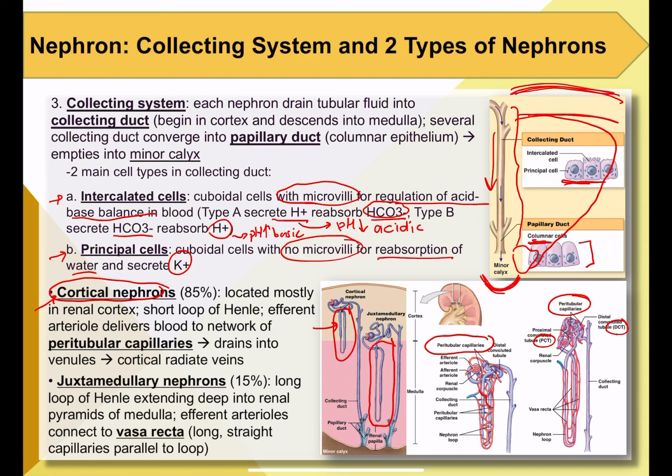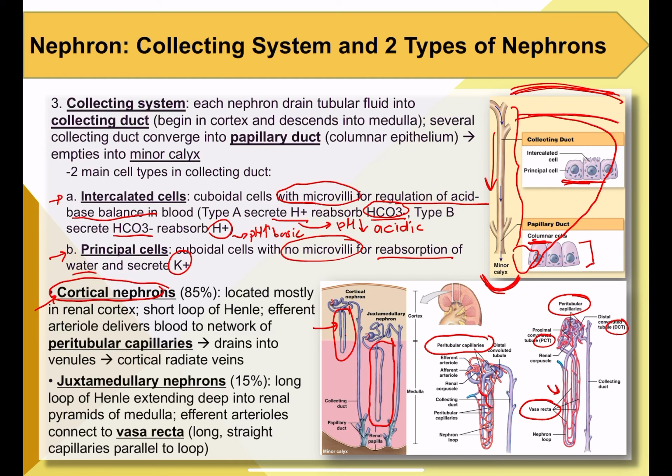And then there's a different type of capillary called the vasa recta. Vasa recta only exists with the juxtamedullary nephron. There is no vasa recta with the cortical nephron. Vasa recta only wraps around the loop of Henle of the juxtamedullary nephron, okay? So these vasa recta capillaries are long and straight down here. That is for allowing diffusion of water and ions next to your loop of Henle for the juxtamedullary nephron.